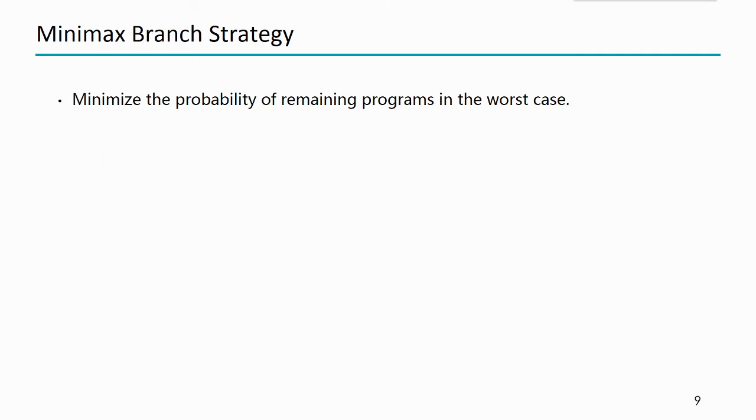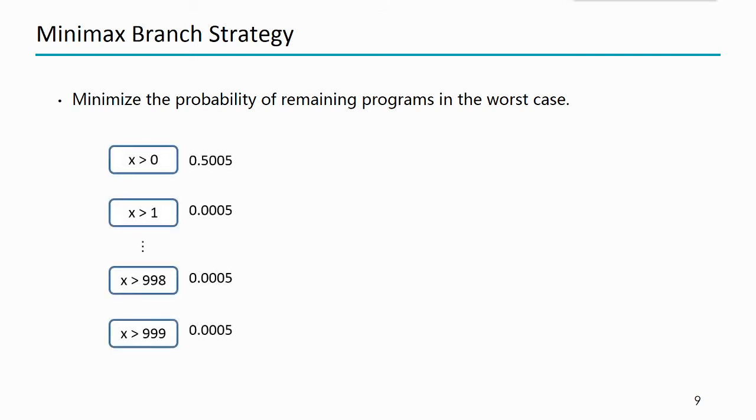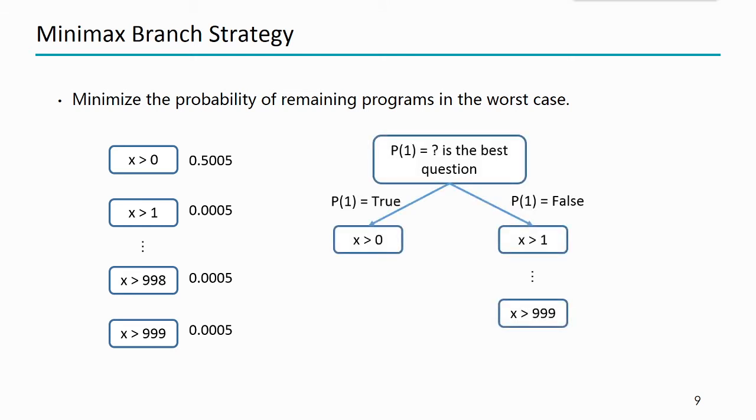When the prior distribution concentrates on x greater than 0, P1 becomes the best question instead. In this case, the worst answer from the user is true, and at this time, the probability of remaining programs is only a little bit larger than 0.5.